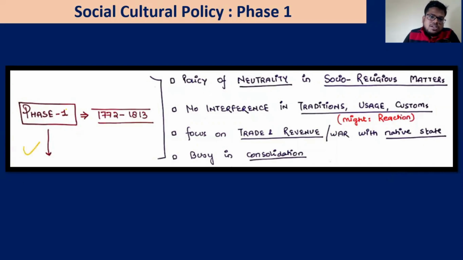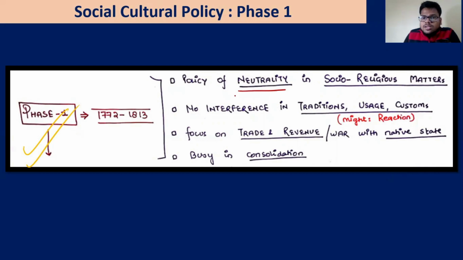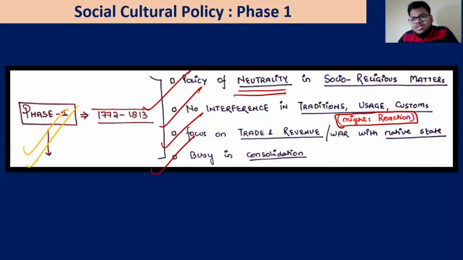First phase, if we see till 1813, that phase is a policy of neutrality, that we will not interfere in the socio-religious matter. Otherwise, we might face some reactions from the people. So no interference in the tradition, usage and custom, focus on trade, revenue and war with the native states, and busy in the consolidation. So this is your phase 1 with the people.